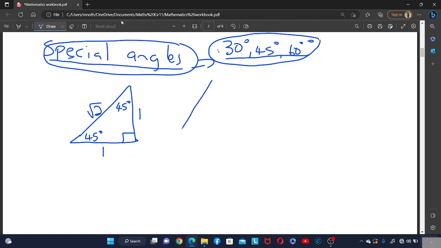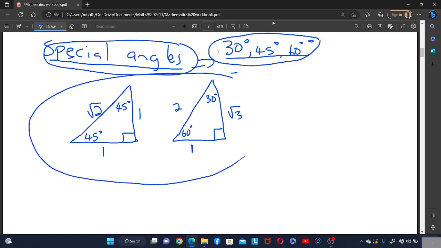and then the next special triangle, where we have 60 degrees and 30 degrees. So here you have 2, you have root 3, and then you have 1. Okay, so these are the special triangles that we have. You must have these in your head.